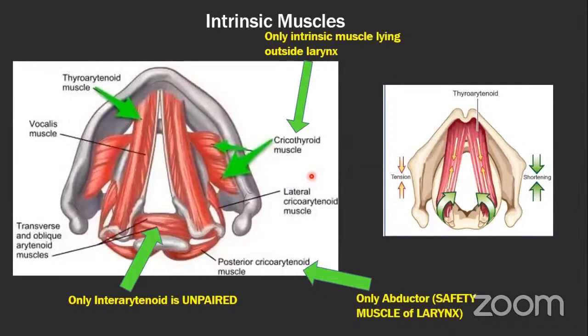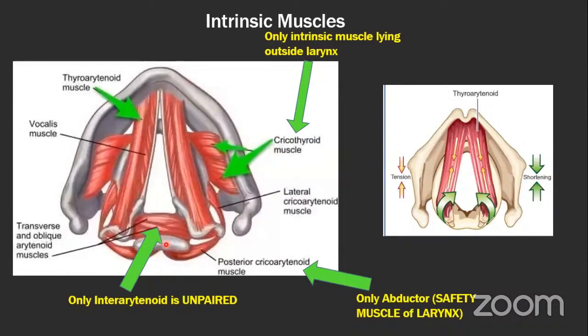And adductors, what are the adductors then? Adductors include lateral cricoarytenoid. Lateral cricoarytenoid is an adductor. Then interarytenoid is an adductor. Then thyroarytenoid, external part. The internal or medial part of thyroarytenoid is called the vocalis muscle, which is a tensor, but the lateral or external part of thyroarytenoid is an adductor. So thyroarytenoid, lateral cricoarytenoid, and interarytenoid, they adduct.